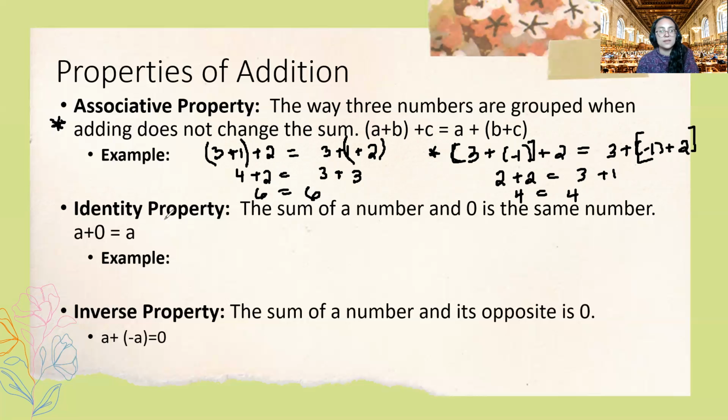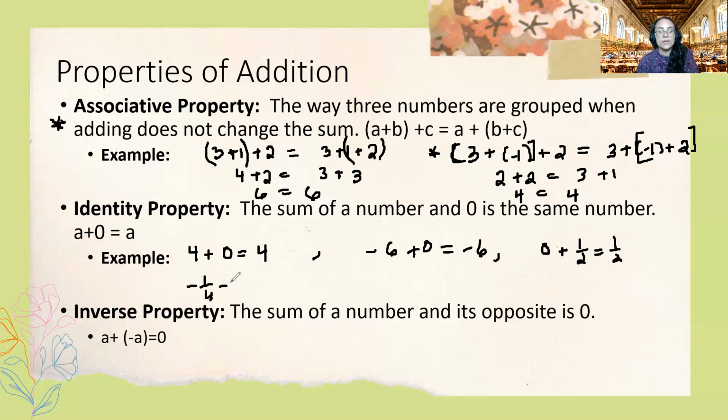Our next property is called the identity property, and it tells us that the sum of a number and 0 is that same number. So here we have a plus 0 is equal to a. So if I had 4 plus 0, that's also going to give me 4. So it remains the same. Or if I had negative 6 plus 0, that gives me negative 6. 0 plus 1/2 is still a half.